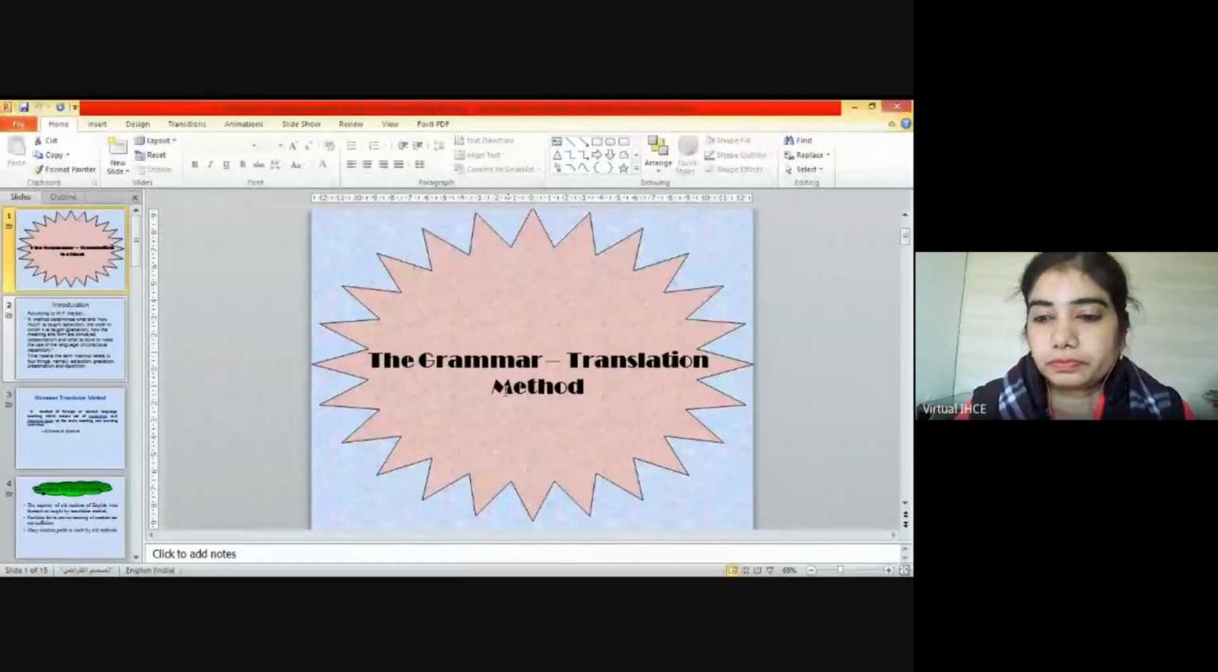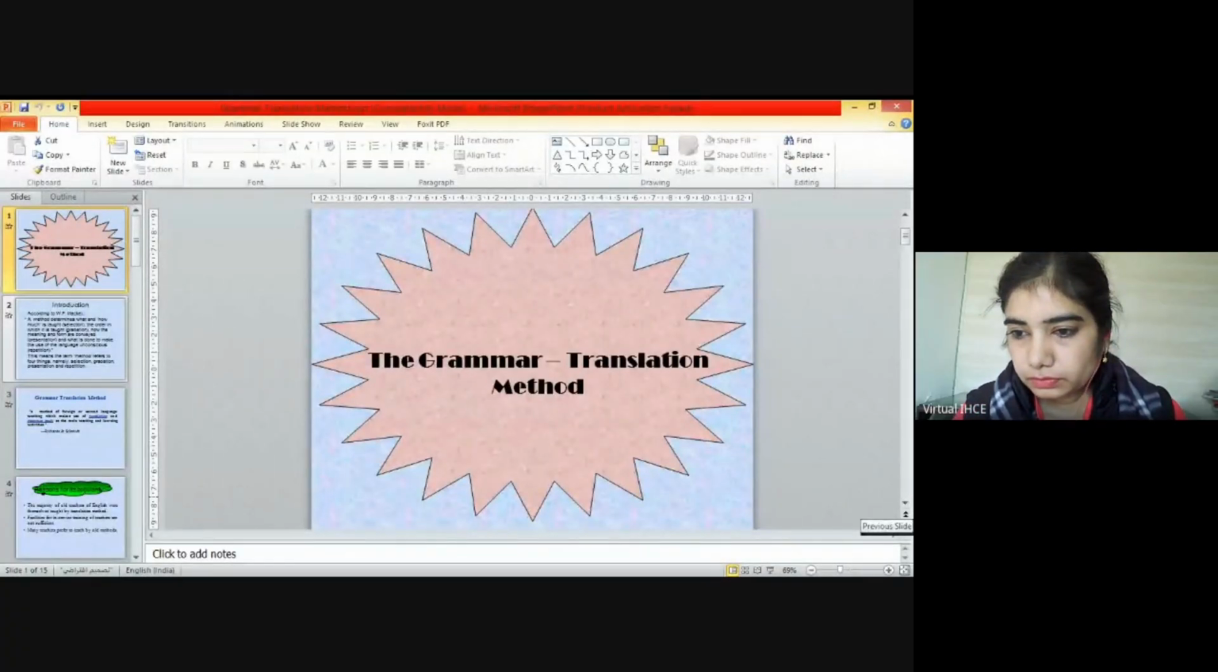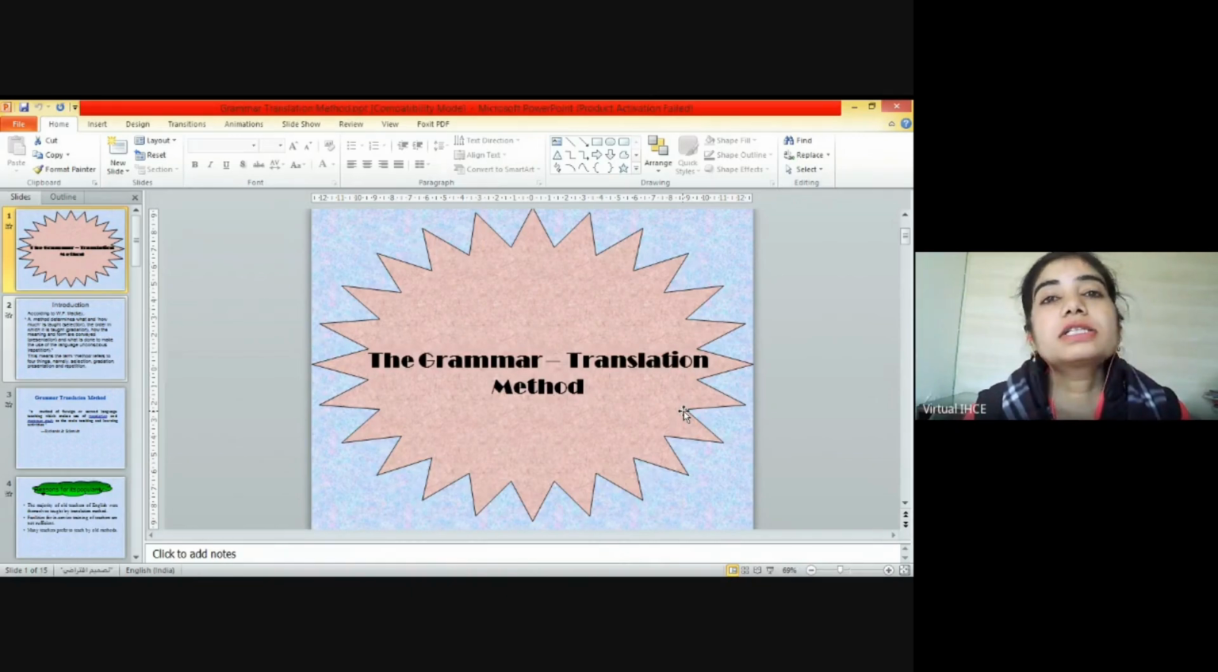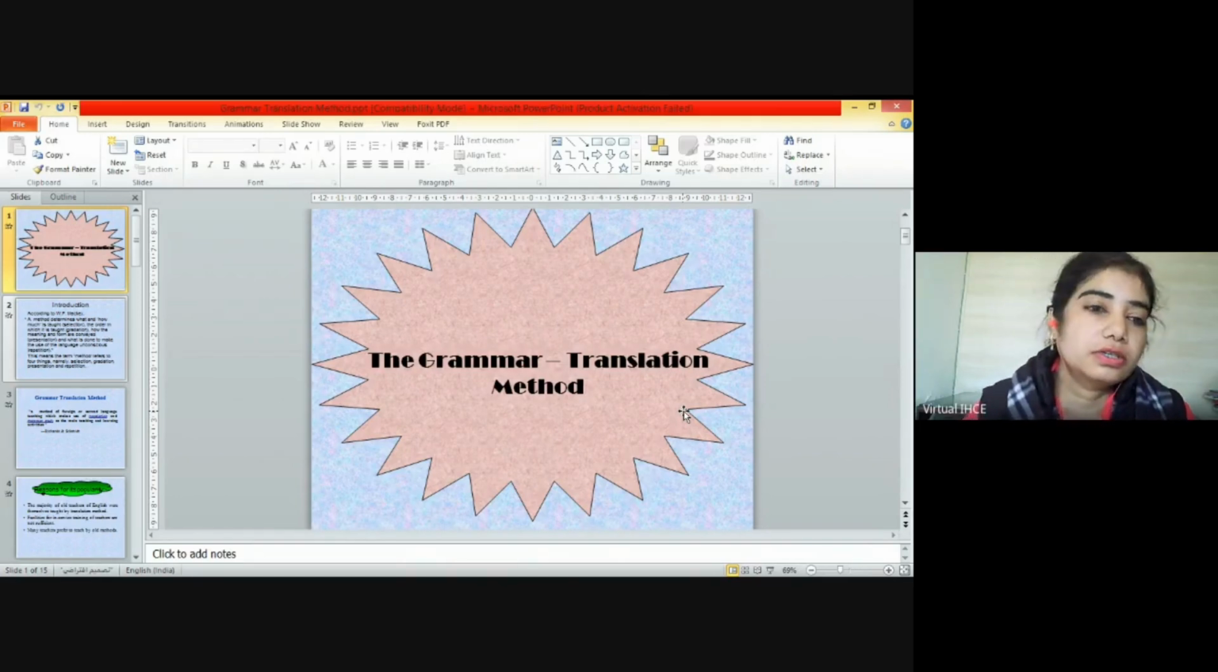So, grammar translation method, what it is. It doesn't mean only how to teach grammar, but it is also related to the teaching of prose, poetry, or English literature. Grammar translation method, from the name itself, you can know that it is translation. It is related more to translation of the language, which was done in the olden days, you can say. So let us see what it is.